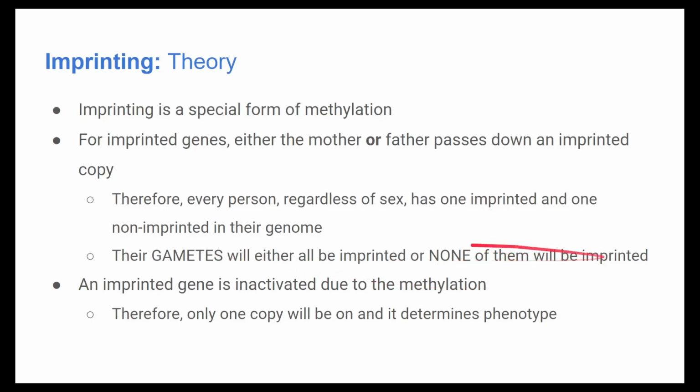So, if you get one sperm and one egg, that means you're going to go back 1-to-1. That means you're going to get one copy that's turned off, right? That one doesn't matter. Who cares? You're going to get one copy that is turned on. That's the one that matters. The copy that's turned on is the determination of phenotype. And yes, an imprinted gene is inactivated because it's methylated.